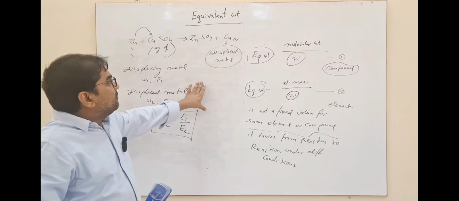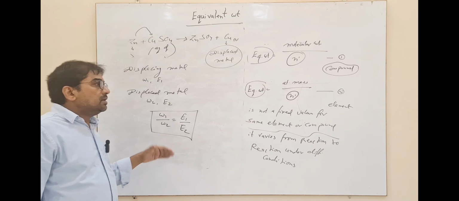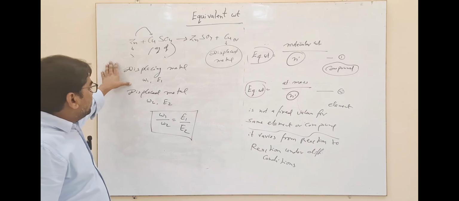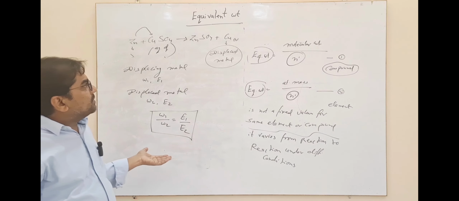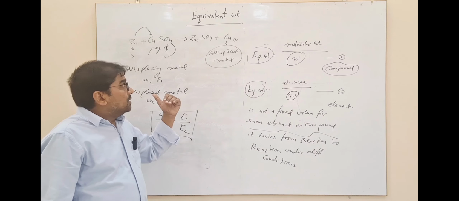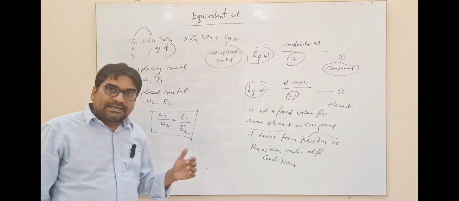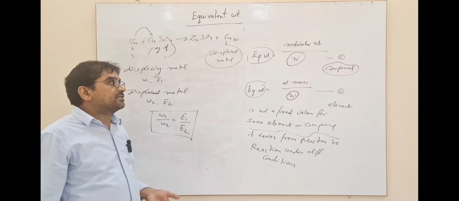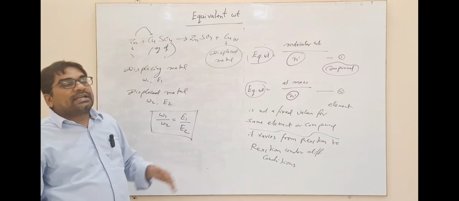So equivalent weight up to hydrogen, oxygen, chlorine we have discussed here in this part. In the next part of the equivalent weight, we will discuss the equivalent weight of acids, bases, oxidant, reductant, salt, etc. So in the next part, we will continue the equivalent weight.